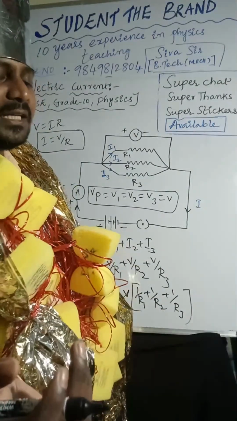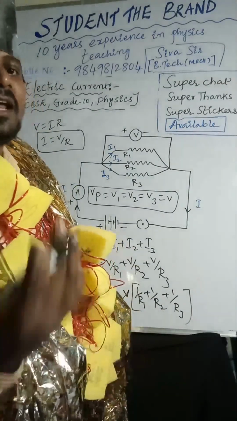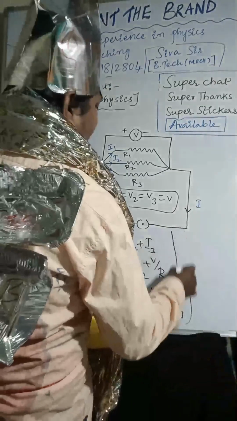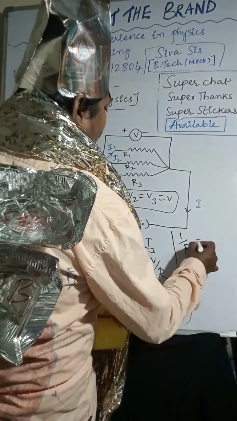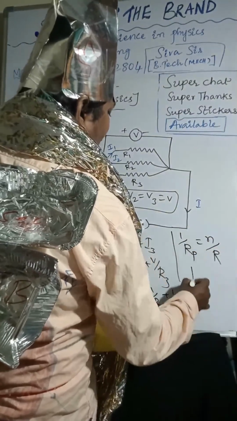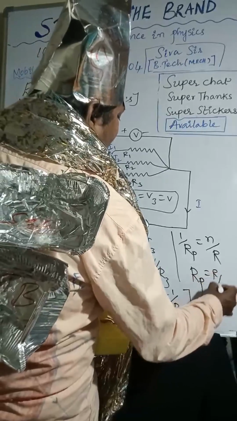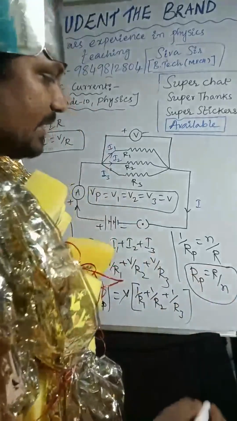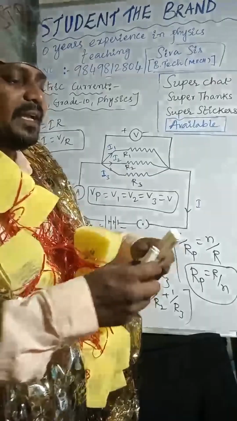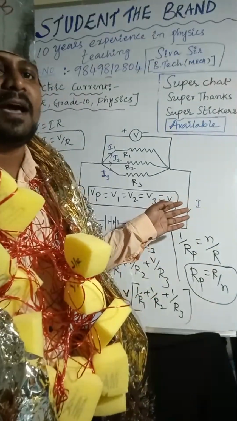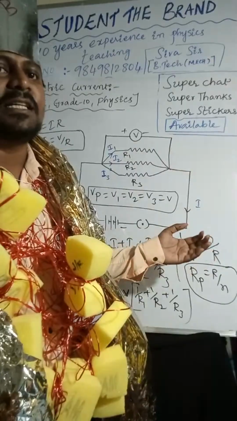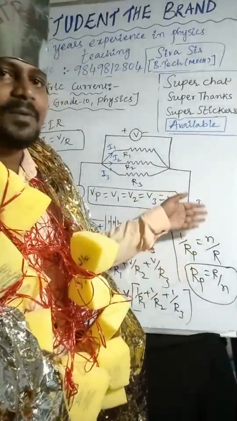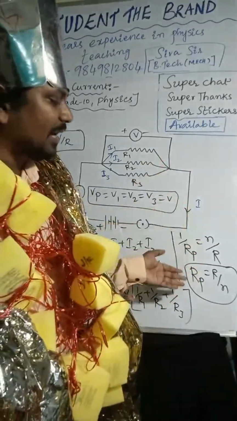If n number of resistors, each of resistance R, are connected in parallel combination, the formula is 1 by Rp equal to n by R. So Rp equal to R by n. This is the formula: Rp equal to R by n.